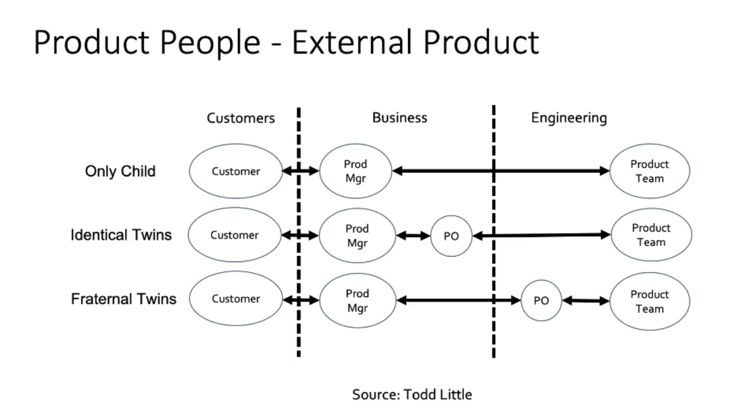There seems to be general agreement that the ideal model is to have a single product person working to understand customers and building a shared understanding with the product team. This is the only child model shown above. The reasoning goes that the best person to build a shared understanding with the product team is the one who is working to understand their customers. Most startups use the only child model where the founder is filling the product management role.